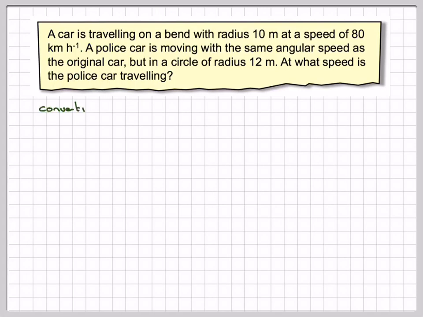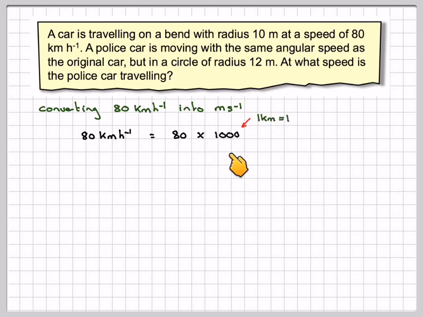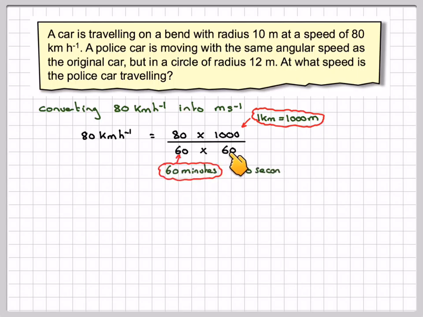So, converting the 80 kilometers per hour into meters per second, because we have to have the correct units. 80 kilometers per hour is 80 times 1,000, because 1 kilometer is 1,000 meters, divided by 60 minutes times 60 seconds. Some books would write this straight away as 3,600. That gives me 200/9 meters per second.